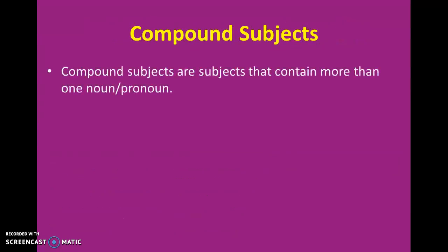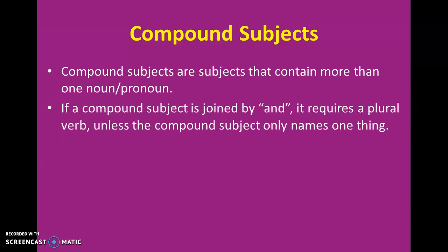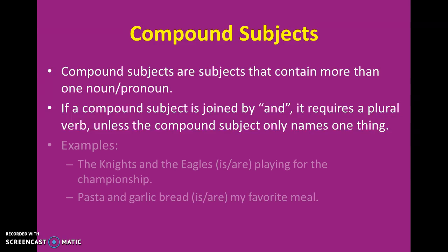So now I want to talk about compound subjects. Compound subjects are subjects that contain more than one noun or pronoun. So you could say me and my friend, my parents and my grandparents. It's a subject that contains more than one noun or pronoun. Now, if a compound subject is joined by and, it requires a plural verb unless the compound subject is only naming one thing. So we have two example sentences to look at.